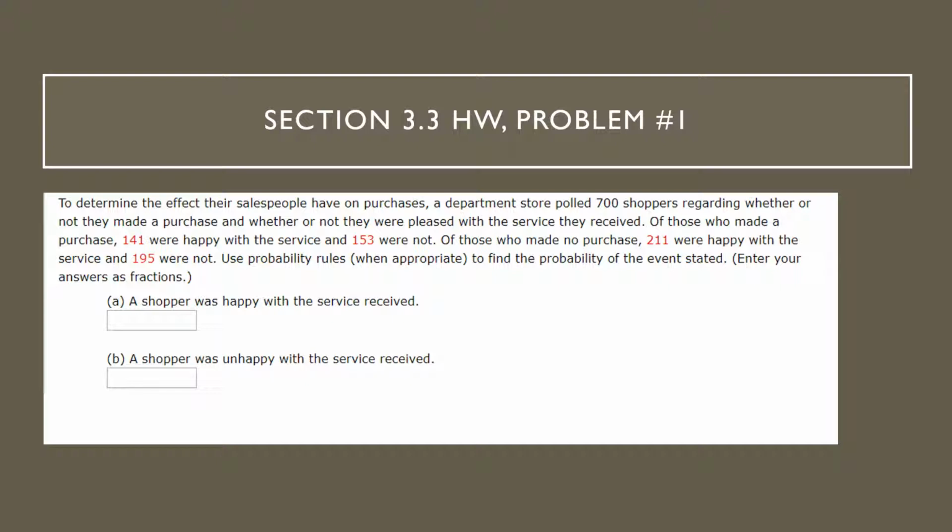It says, of those who made a purchase, so these are the people who made a purchase, 141 were happy with the service and 153 were not happy. Of those who made no purchase, 211 were happy with the service and 195 were not. Use probability rules when appropriate to find the probability of the event stated. Enter your answers as fractions.